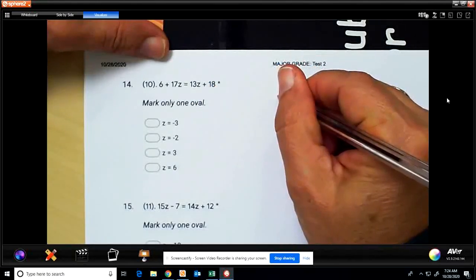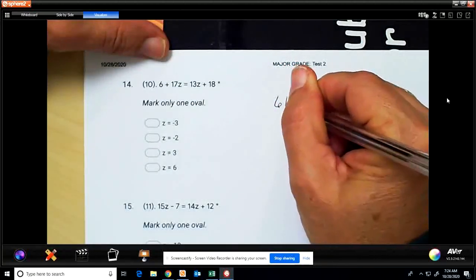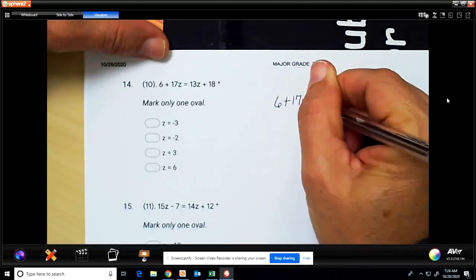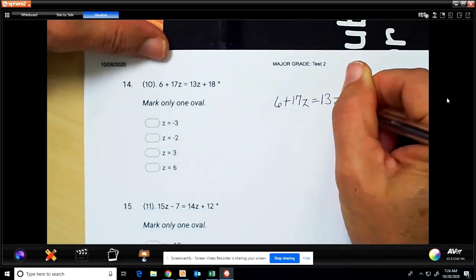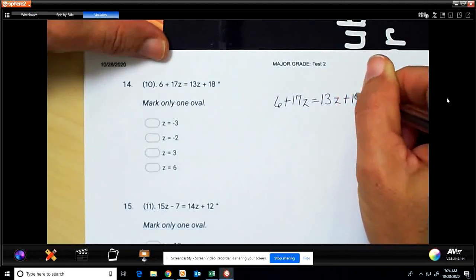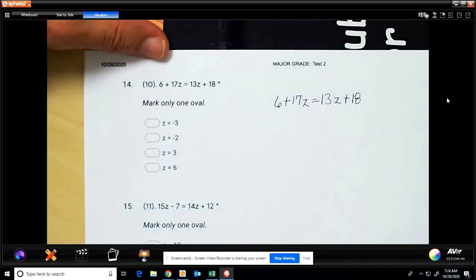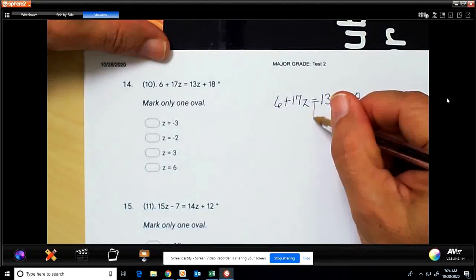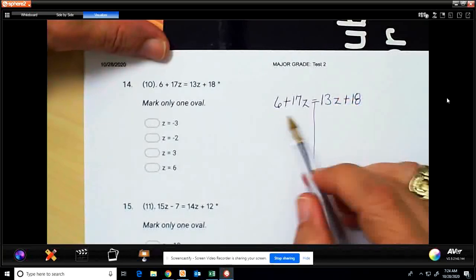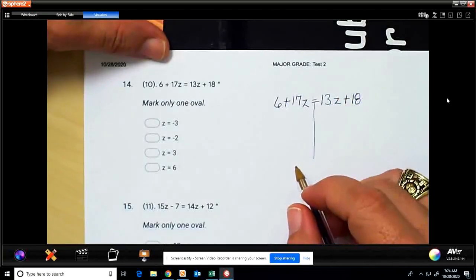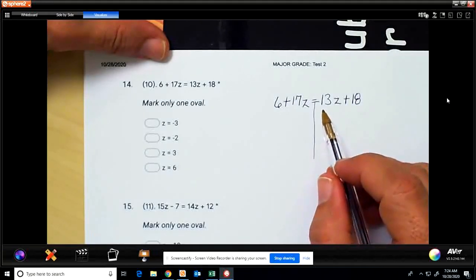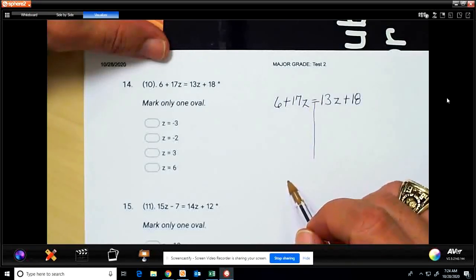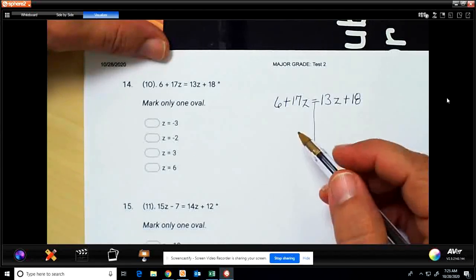I would come over here and write 6 plus 17z equals 13z plus 18. I would draw my center line, that way I know whatever I do on this side, I need to do on this side. So I'm going to give you a little helpful hint on this one, and then you can go back and check the other ones, see how you want to do it, or the ones next to it.